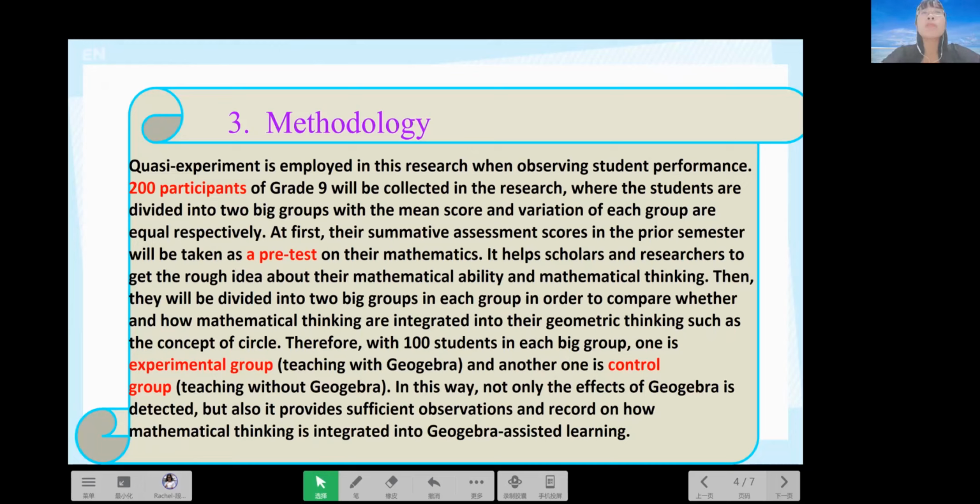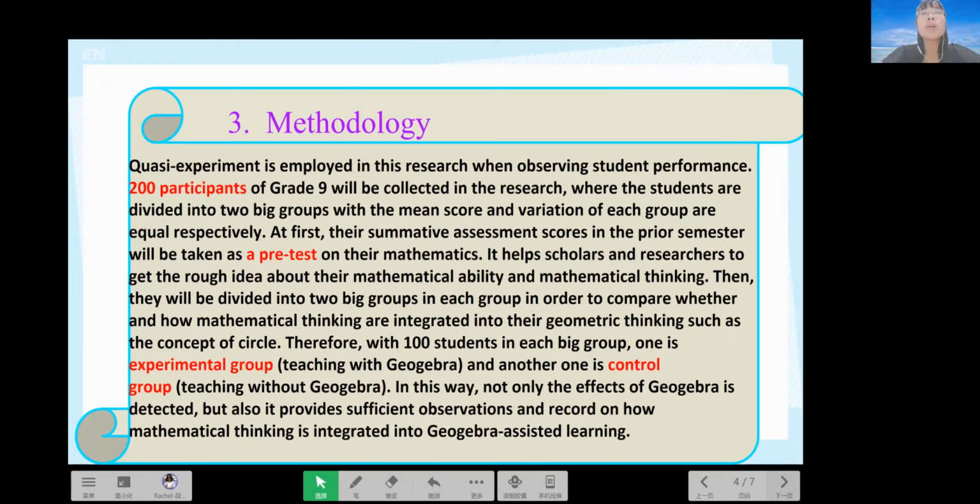At first, their summative assessment scores in the prior semester will be taken as a pre-test on their mathematics. So it helps the teachers or researchers to get a rough idea about their mathematical ability and their mathematical thinking. Then they will be divided into two big groups in order to compare whether and how mathematical thinking is integrated into their geometric thinking, such as the concept of the circle.